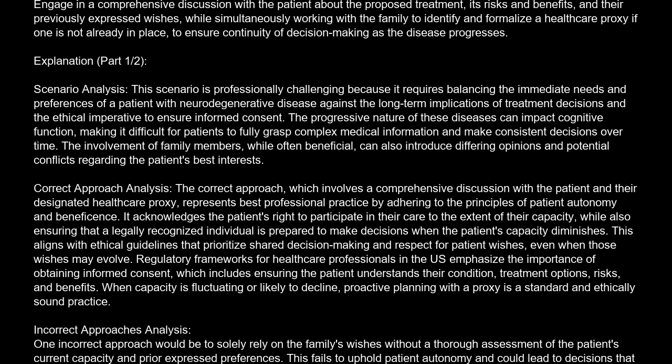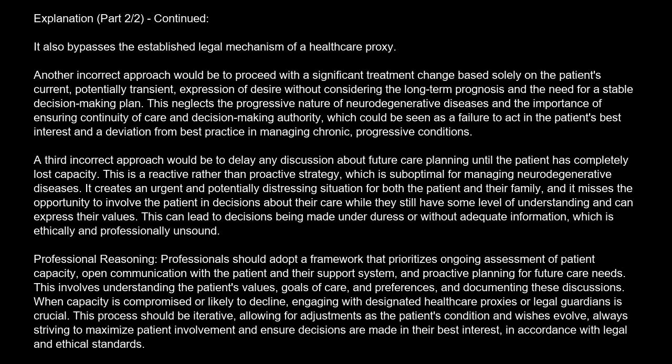Incorrect approaches analysis. One incorrect approach would be to solely rely on the family's wishes without a thorough assessment of the patient's current capacity and prior expressed preferences. This fails to uphold patient autonomy and could lead to decisions that do not align with what the patient would have wanted, potentially violating ethical principles and regulatory requirements for informed consent. It also bypasses the established legal mechanism of a healthcare proxy.